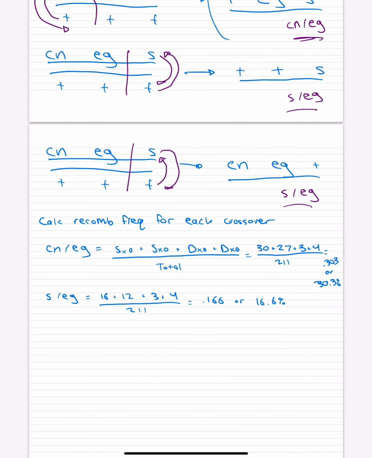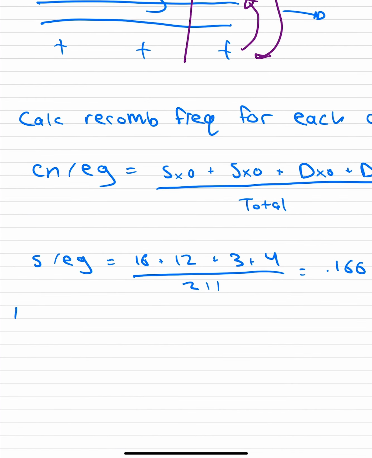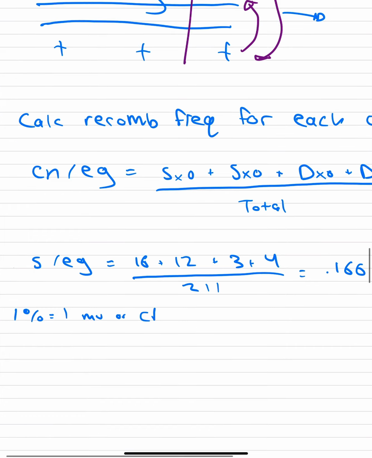Okay, we know that this tells us the frequency of these crossovers occurring is this percentage, but what significance does that have in telling us how far these are apart on a genetic map or on the chromosome? Well, for every single percent we have of recombination frequency, that is directly equal to 1 map unit, or 1 centimorgan. Map unit, centimorgan, same difference. It doesn't really matter what you choose to use.